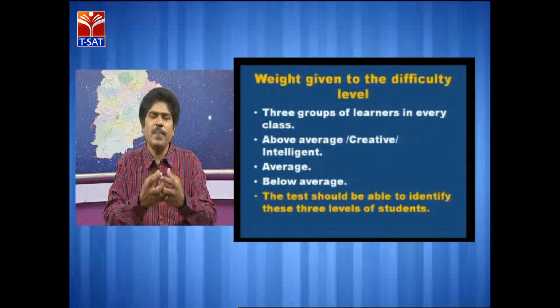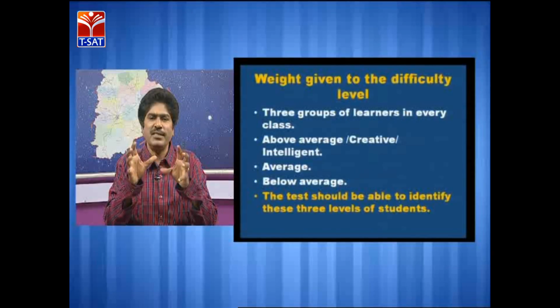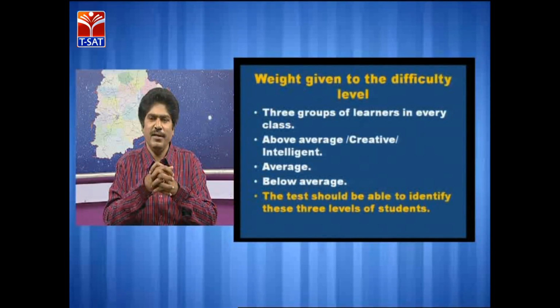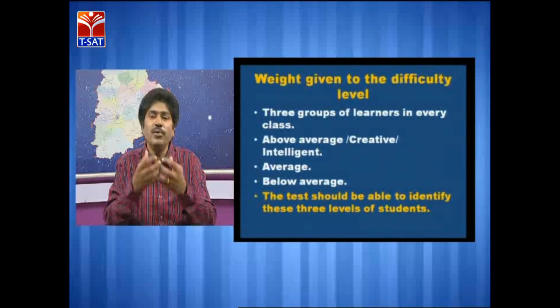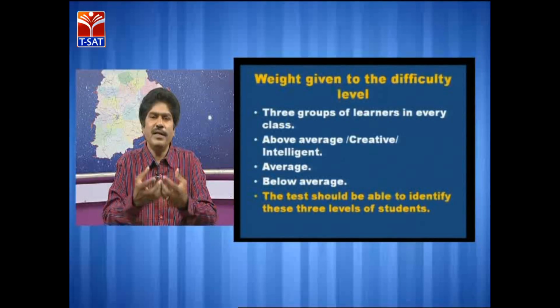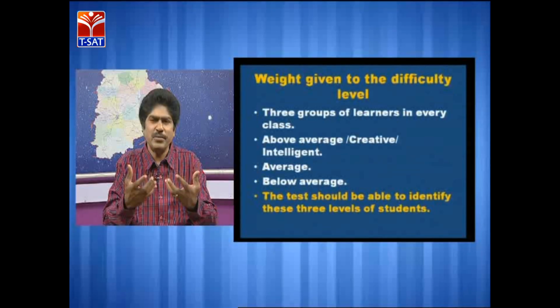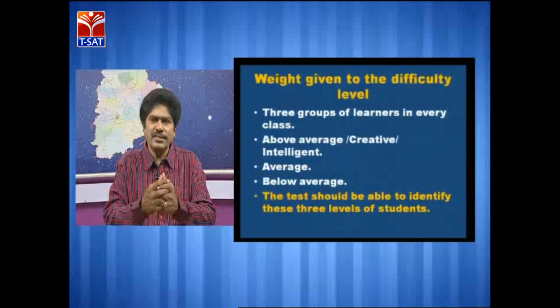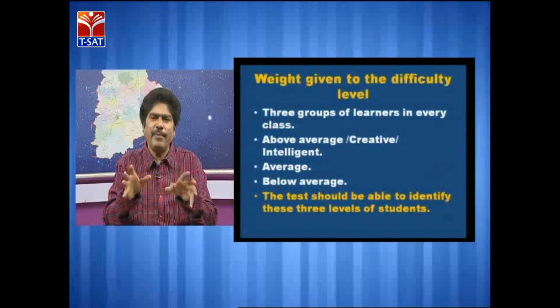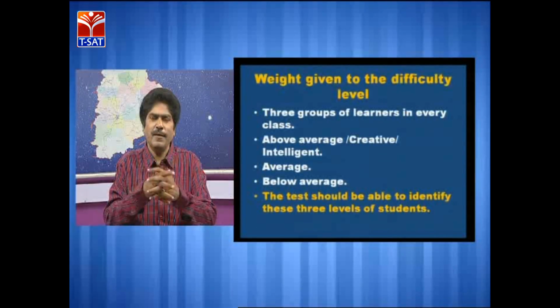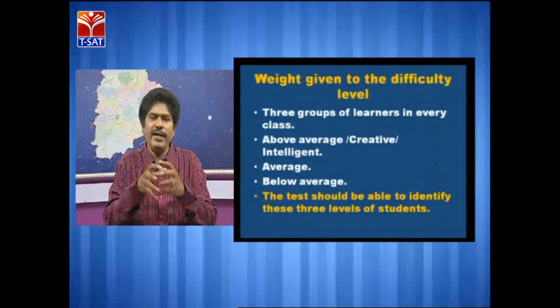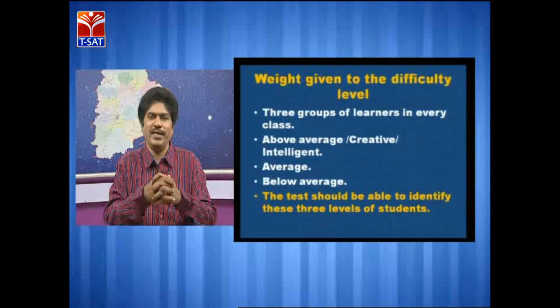Some students are average. Most of the students in our classroom are average, and some students will be there below average. They are known as future learners. Sometimes we call them slow learners. Hence, we should not ignore any group in this. We should provide questions and tasks in our question paper to cater to the needs of these 3 types of students.